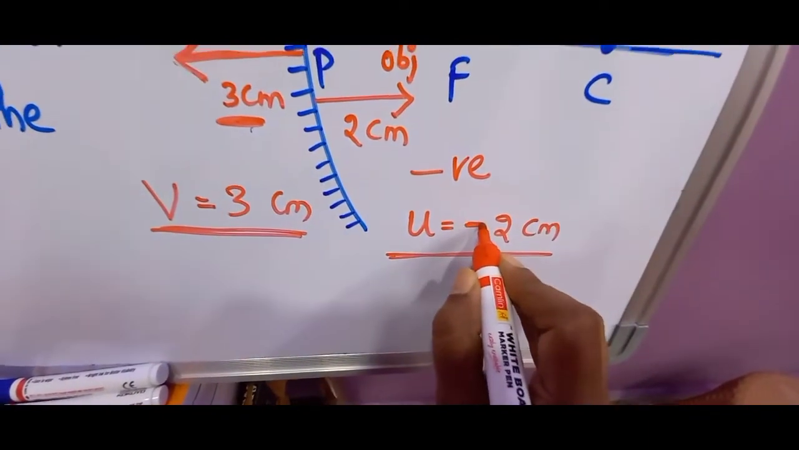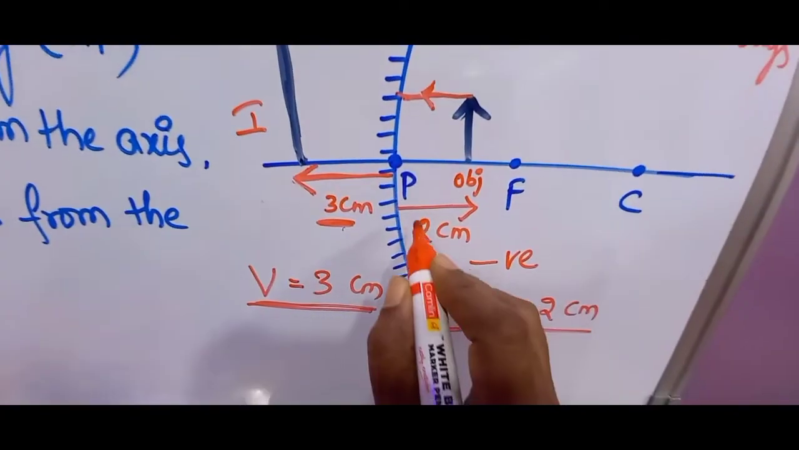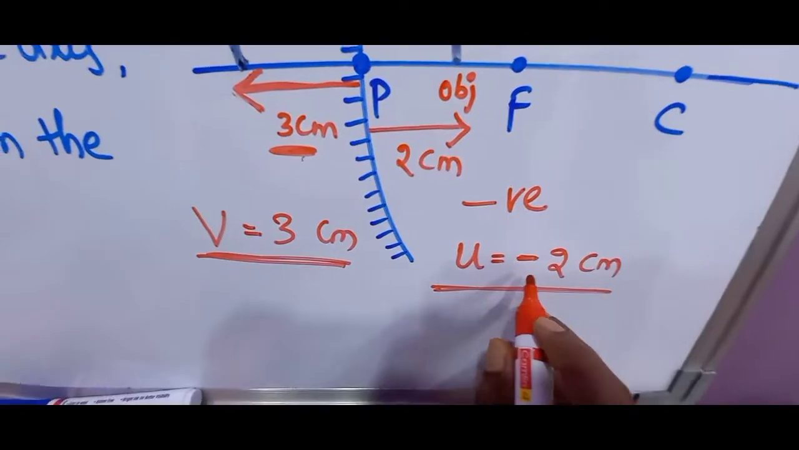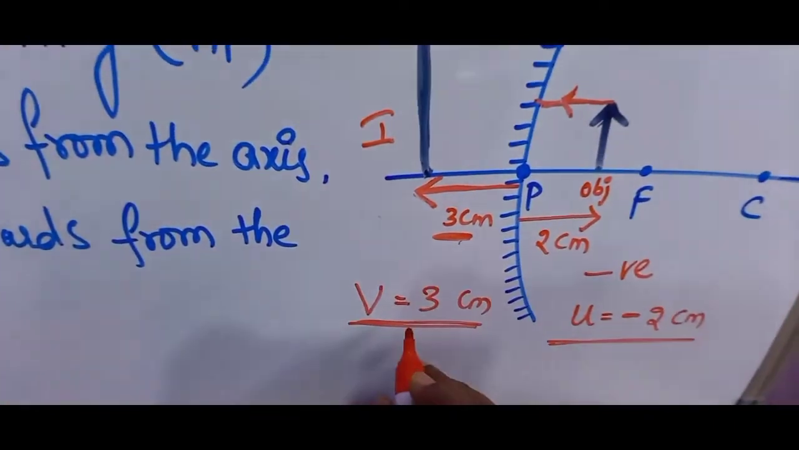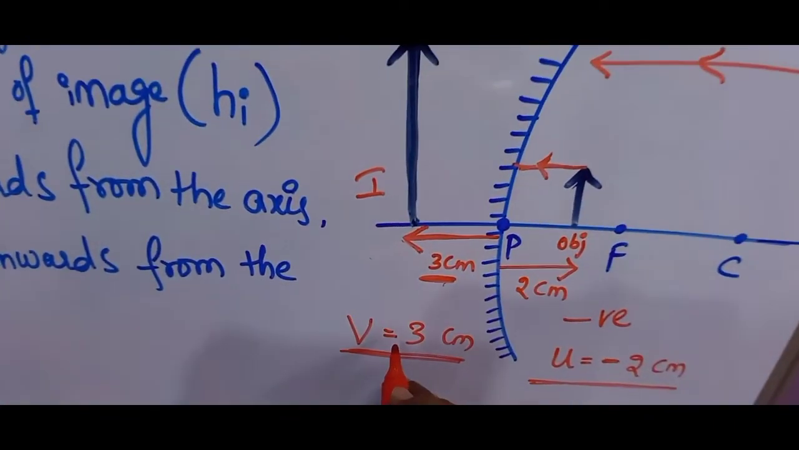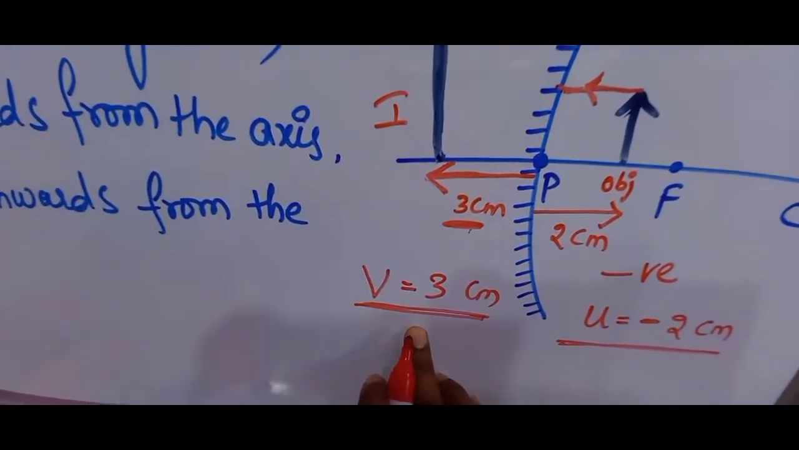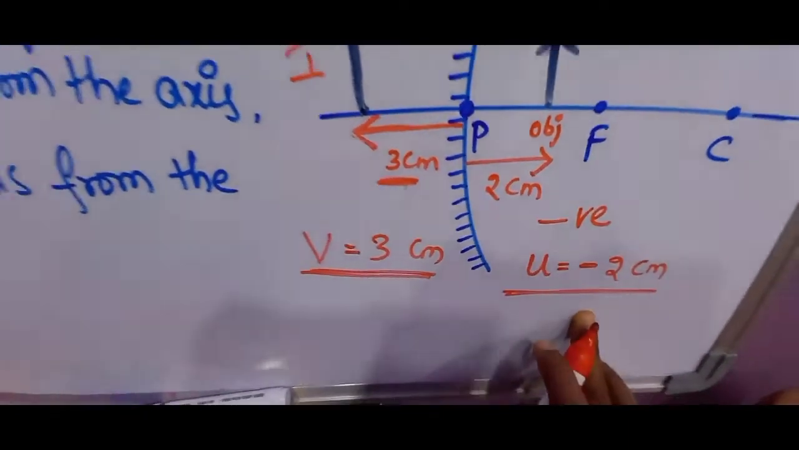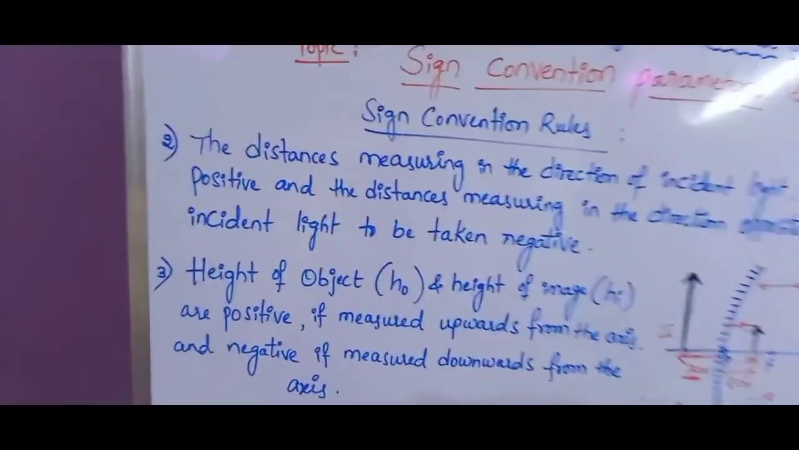Why did we get minus here? Because the object distance is measured in the opposite direction to that of the incident light ray direction. But here the image distance is measured in the same direction as the incident light ray. Hence we have taken a positive quantity here, and a negative quantity there. That is about sign convention rule 2.